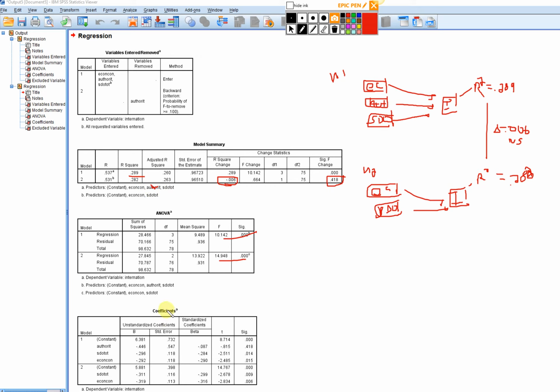Then down here we've got Model 1 and Model 2 with their respective coefficients, and these are interpreted for each model in exactly the same way that you would interpret the coefficients from a forward regression or hierarchical or even a simultaneous entry regression. So that's basically the backward regression procedure in a nutshell.